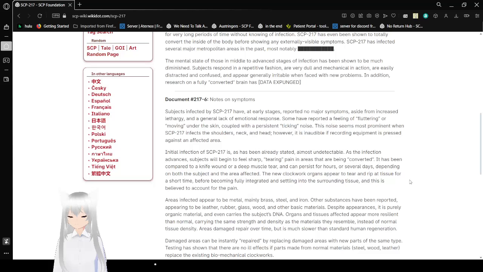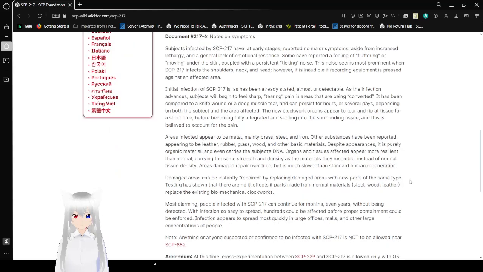Document number 217-6. Notes on symptoms. Subjects infected by SCP-217 have at early stages reported no major symptoms aside from increased lethargy and general lack of emotional response. Some have reported a feeling of fluttering or moving under the skin, coupled with a persistent ticking noise. This noise seems most prominent when SCP-217 infects the shoulders, neck, and head. However, it is inaudible if recording equipment is pressed against an affected area.